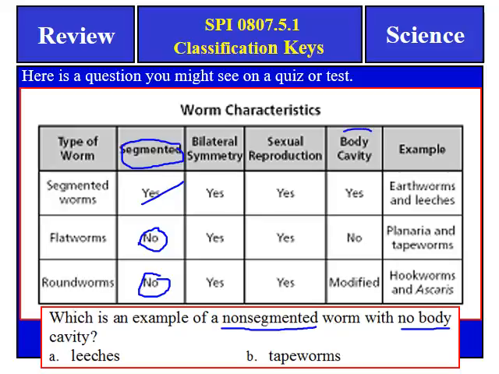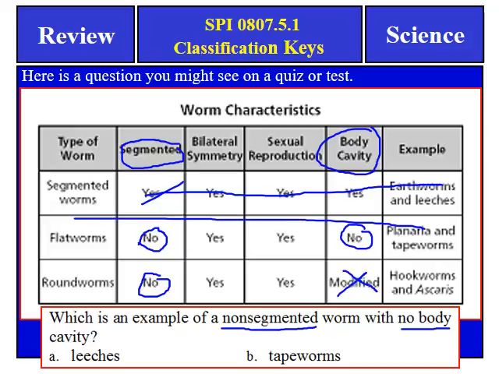So if we find the table body cavity, again, our top line, since we've already crossed it out, we already know it's wrong. So then we see this one here says no, and this one says modified. We don't want modified, we want no. So we have to say that this is our answer here. And so the type of worm it has is a flatworm. And let's see if it gives us our answer here. It's non-segmented, no body cavity, so it is our flatworm.